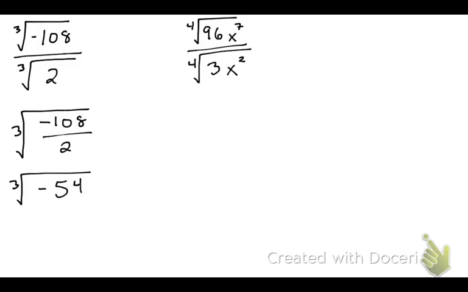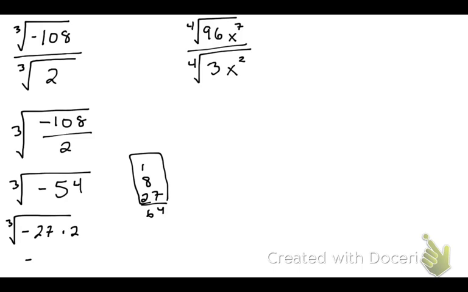We're taking the cube root, so we've got to think about our perfect cubes. 1 cubed is 1, 2 cubed is 8, 3 cubed is 27, 4 cubed is 64. So the only numbers that really matter are 1, 8, and 27. It looks like this is the same thing as negative 27 times 2. And since the cube root of negative 27 is negative 3, this simplifies down to negative 3 times the cube root of 2.